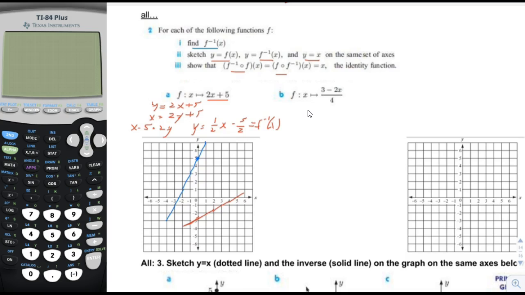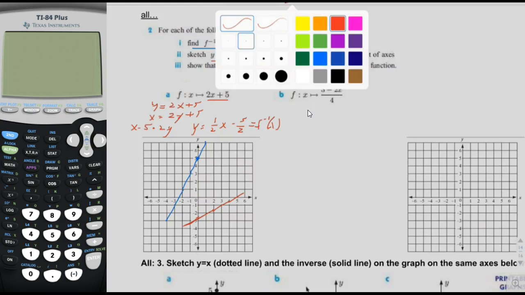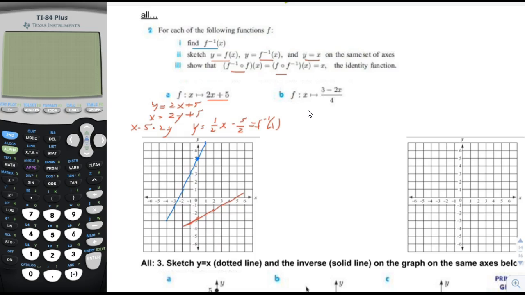Okay, and then last of all, it says for us to draw y equals x on the same set of axes, so I'm just going to draw that with this green line here. And you can see it goes right down the middle. You see that the blue is a reflection of the red over the mirror green. Okay, so we've done that, that's 2.